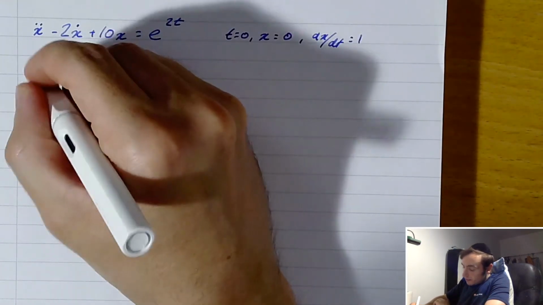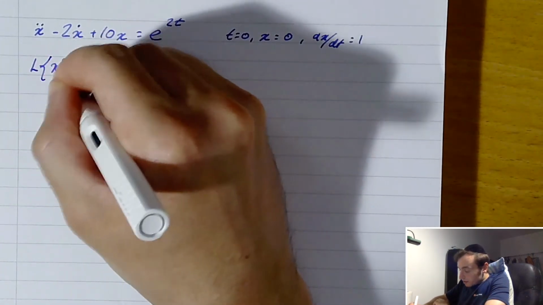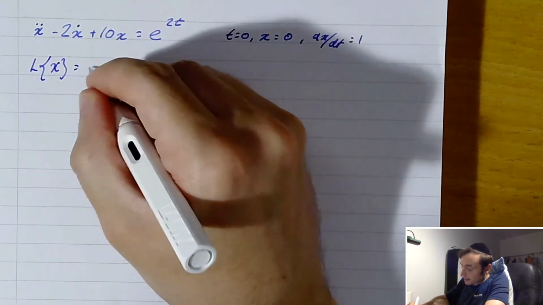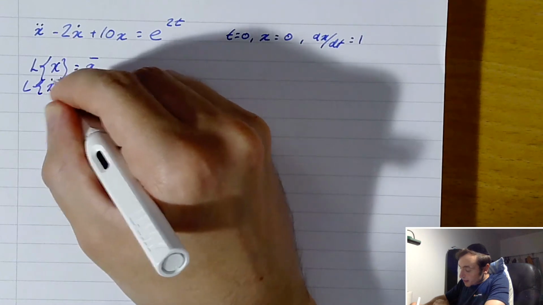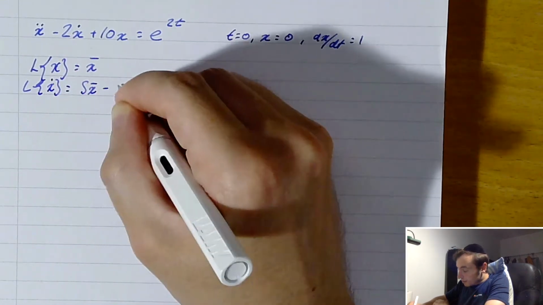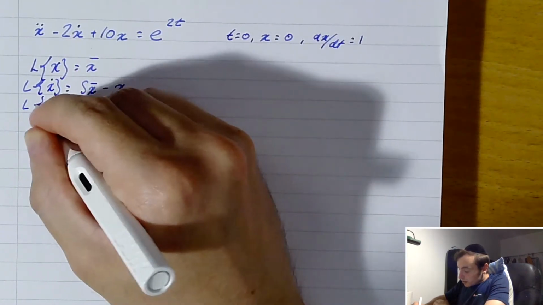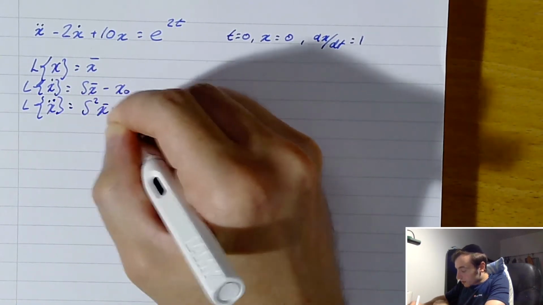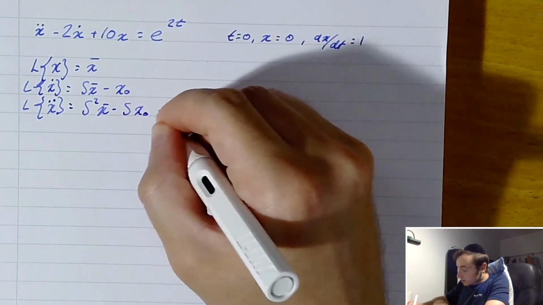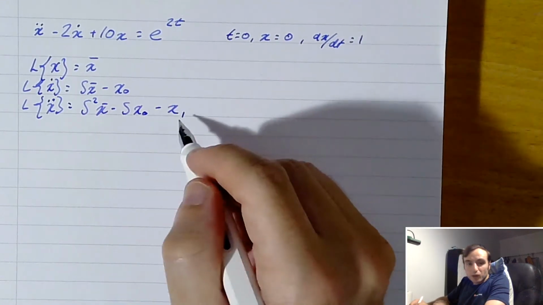So first things first, let's get our definitions. If the Laplace transform of x equals x bar, the Laplace transform of x dot is going to be s x bar minus x naught, and the Laplace transform of x double dot is going to be s squared x bar minus s x naught minus x1. That's all we need for this.